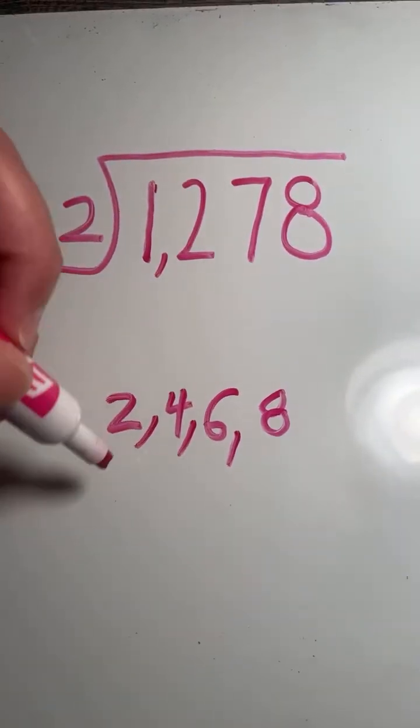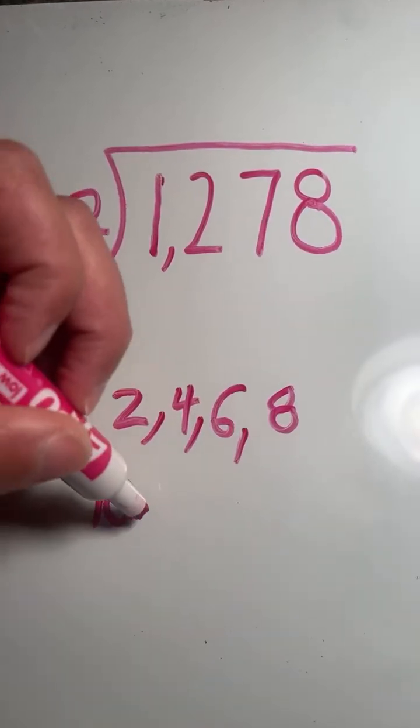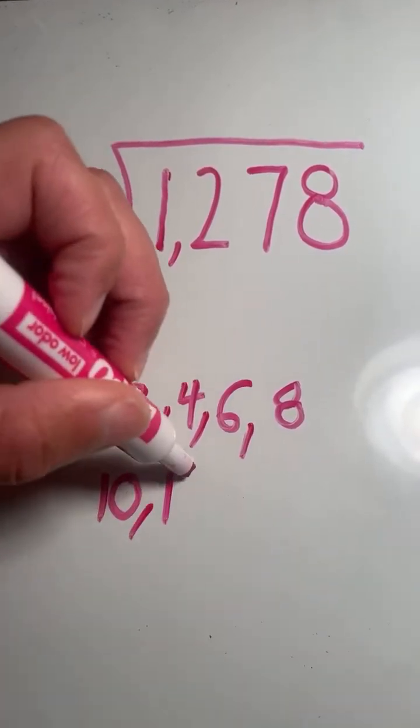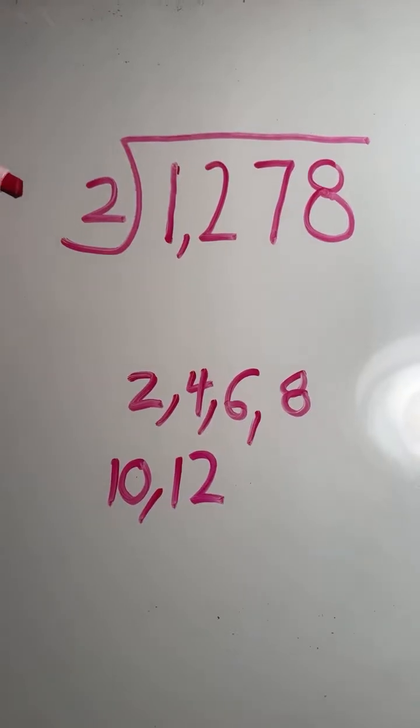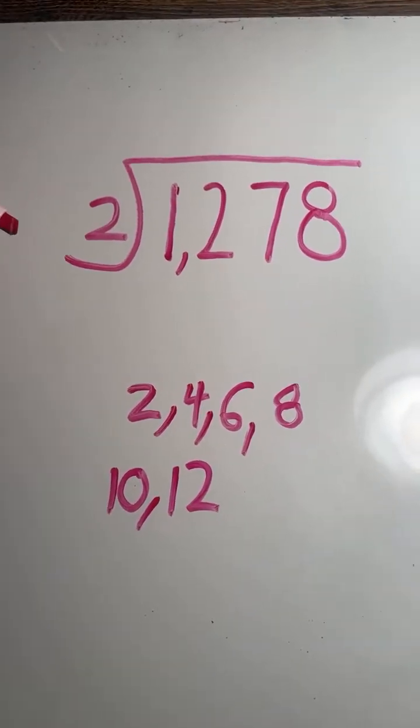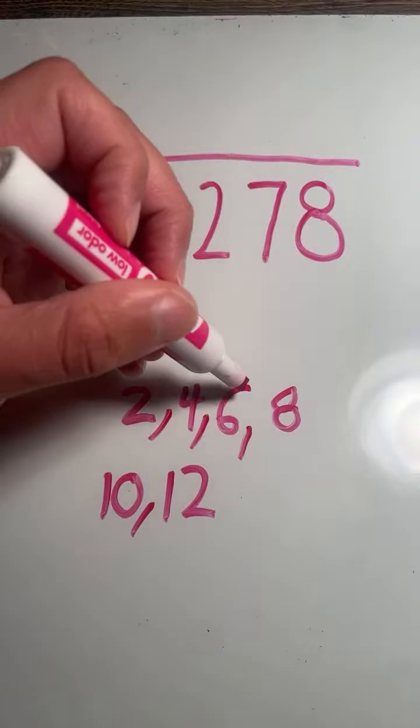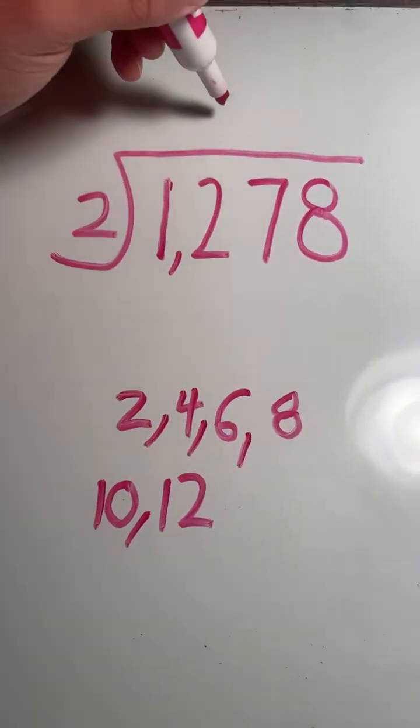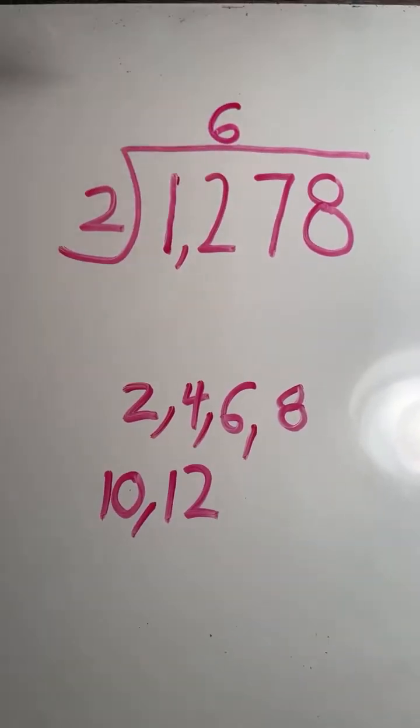8, 4 groups of 2. 10, 5 groups of 2. 12, 6 groups of 2. I ended up counting by 2s, 1, 2, 3, 4, 5, 6 times to get to 12. 12 divided by 2 is 6.